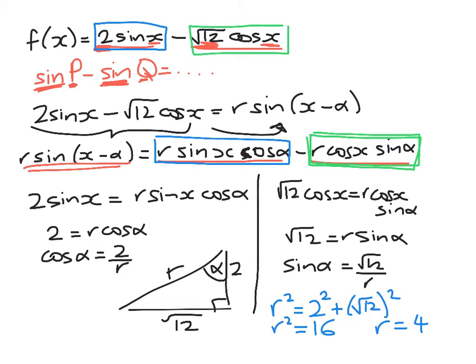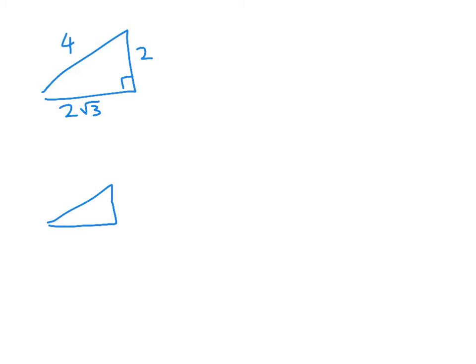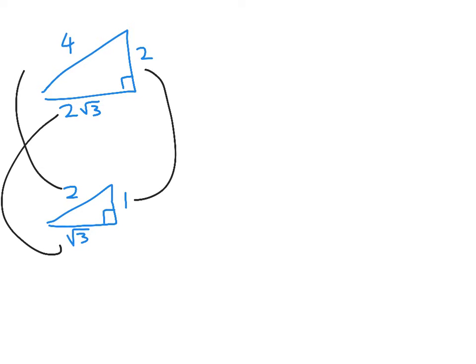On the next slide I'm going to draw that out a bit more, because our next step is to figure out what alpha is. So I've now got this triangle, 4, 2 and 2 root 3. So this triangle is similar to the little version of it here, 1, root 3 and 2. You can see that each of these sides is double the length of my special triangle. So what does that tell me? Well, that tells me that alpha must equal pi on 3.